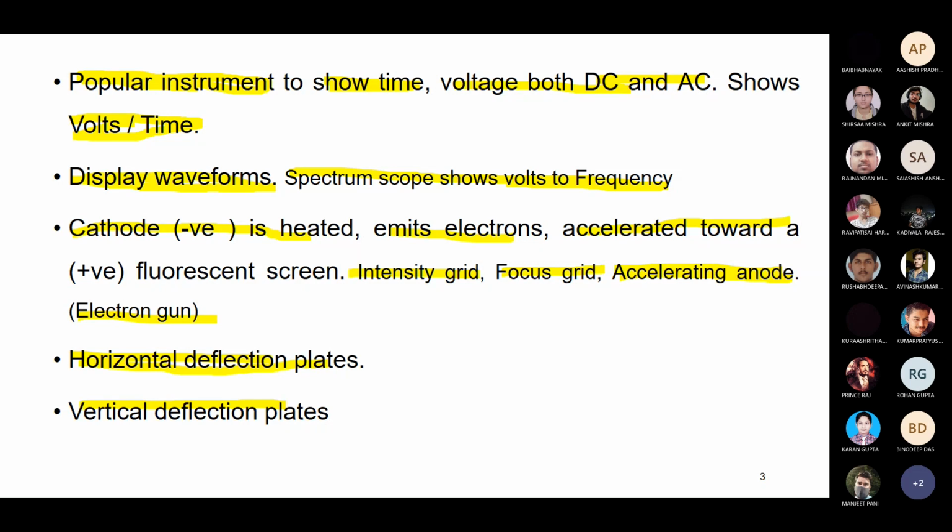That is an important thing. Another thing is the vertical deflection plate. A similar thing happens. Vertical deflection plate means it is responsible for what?